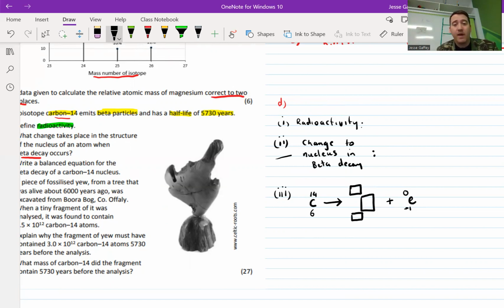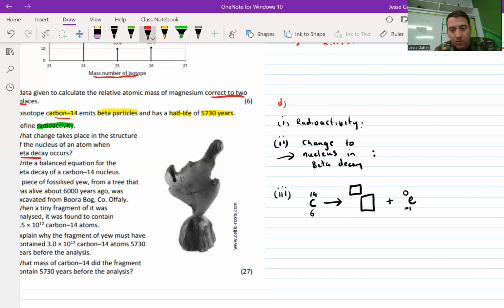What happens in beta decay? A neutron splits into a proton, which stays in the nucleus, and then the electron is fired out. So think about the changes in the nucleus and what that's going to do to the numbers here. Okay, so as you can see, a neutron splits into a proton. So one of the neutrons splits into a proton, which puts an extra proton in the nucleus. And that should mean that you have the number 7 down here now.